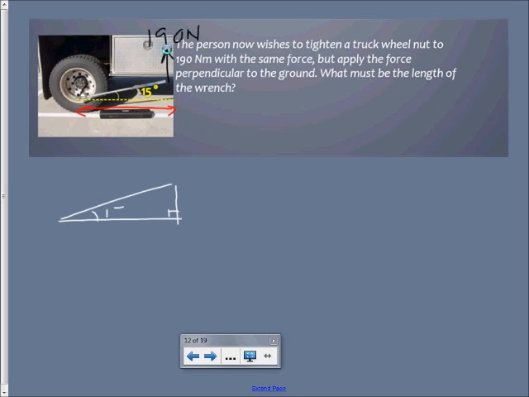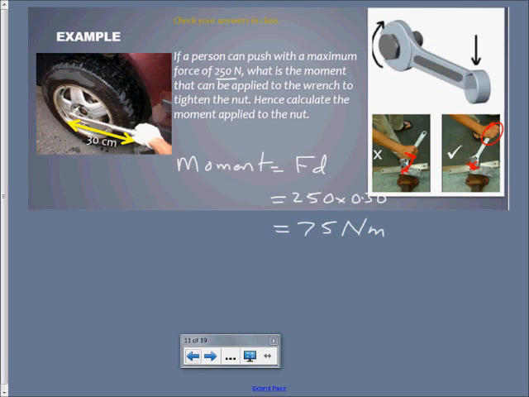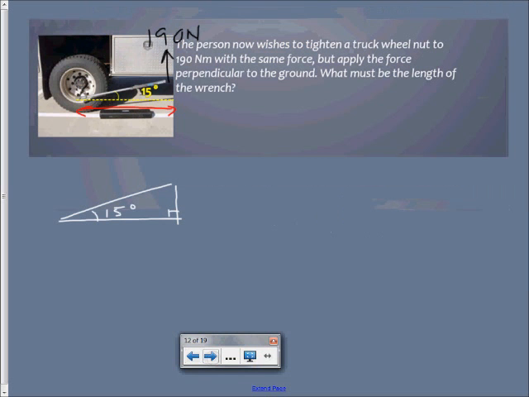We've got an angle of 15 degrees. I think we're going to need to assume that the spanner is the same size as in the previous example, which was 30 centimeters. So the hypotenuse is 30 centimeters. We're trying to find this side here, which is the adjacent side, so it's going to be cosine. So D is going to be 30 cos 15 degrees. Sorry, not very well written there.